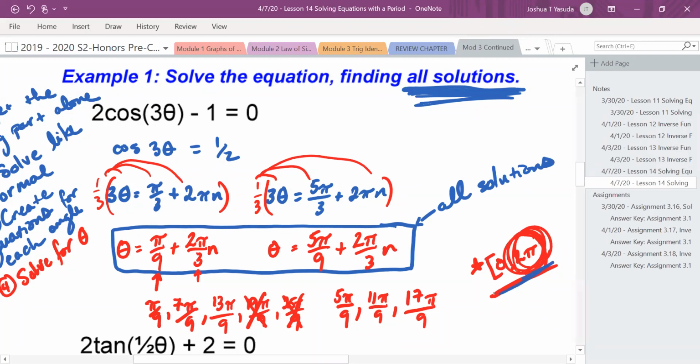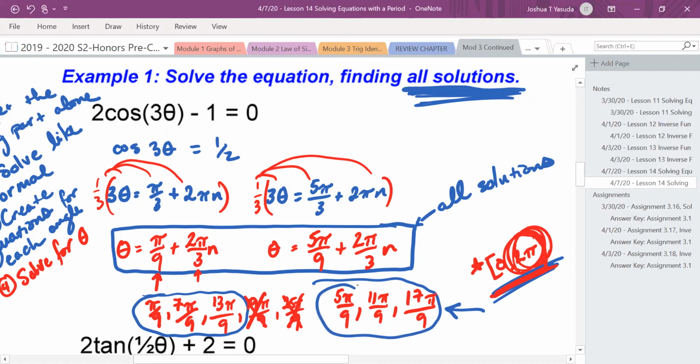But if it's 0 to 2 pi, if it says find all solutions from 0 to 2 pi, then you actually have to physically go find them. And I would use the statements that I've created to find them. And this is how I got my 6 answers, right? I got these 3 from the first and these 3 from the second.